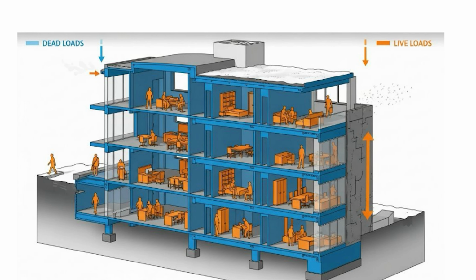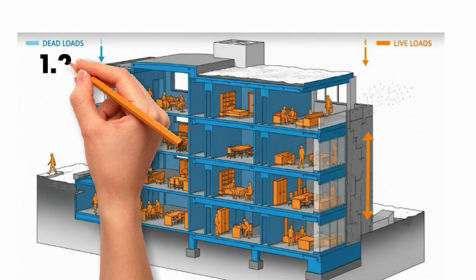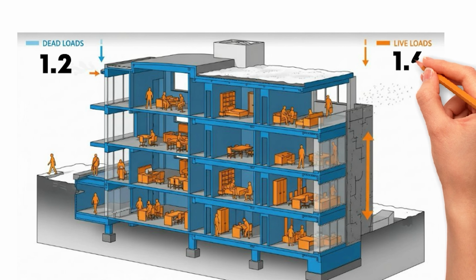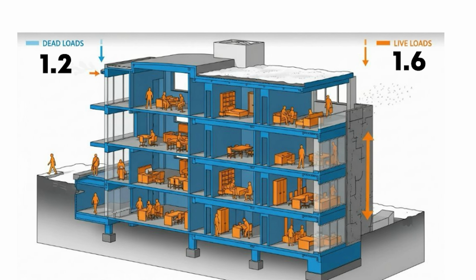So, to recap, dead loads are permanent structural weights with a 1.2 safety factor. Live loads are variable occupancy and environmental loads with a 1.6 safety factor. Engineers combine these using ACI 318 standards to ensure every building you enter is safe and sound. Understanding these concepts is essential whether you're in construction, engineering, or just curious about how the built environment works.